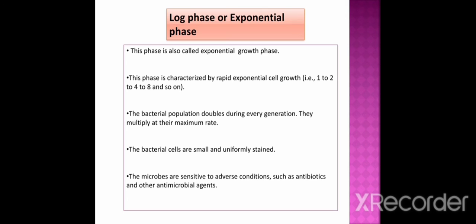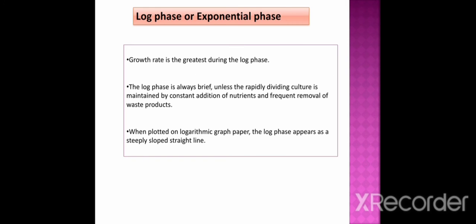The microbes are sensitive to adverse conditions such as antibiotics and other antimicrobial agents during this phase. The growth rate is the greatest during this log phase. The log phase is always brief, unless the rapidly dividing culture is maintained by constant addition of nutrients and frequent removal of waste products. When plotted on logarithmic graph paper, the log phase appears as a steeply sloped straight line.